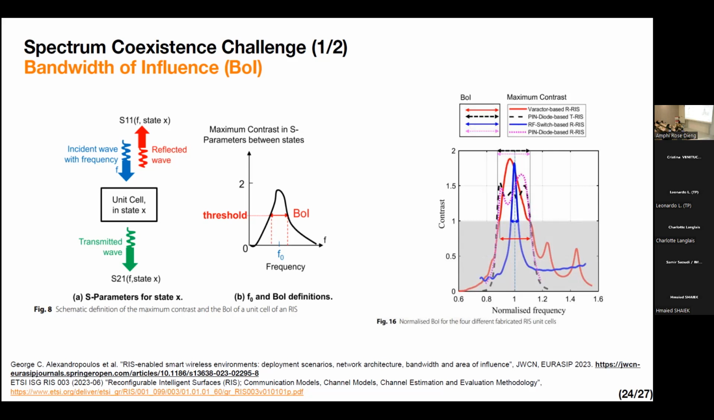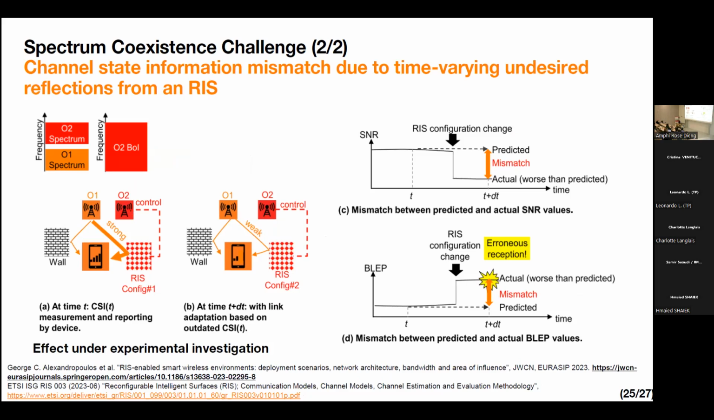So this has a strong potential impact on coexistence. Imagine you have two operators, operator one and operator two, with different spectrum, and the bandwidth of interference of operator two is huge. What happens is it will add a propagation path to the channel between operator one and its customer, which is not a problem if you look at it. It becomes a problem when this propagation path is fluctuating over time very fast. So fast and so unexpectedly that operator one is no longer able to adapt the transmission to the propagation channel. Power control, link adaptation, adaptive beamforming, everything is not working any longer. So this is what is known as a channel state information mismatch.